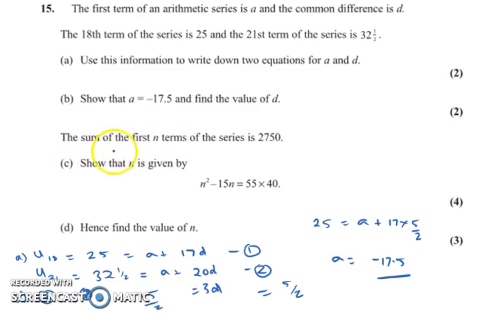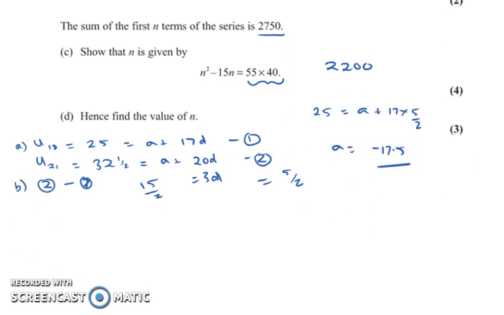I might have missed out a couple of steps here, but I'm sure you can persevere. Okay, part C says the sum of the first n terms is 2,750, and we need to show that n is given by this. It will help later on down the line if you know what this number is. 55 times 40, if you do 55 times 4 and then multiply it by 10, you get 2,200.